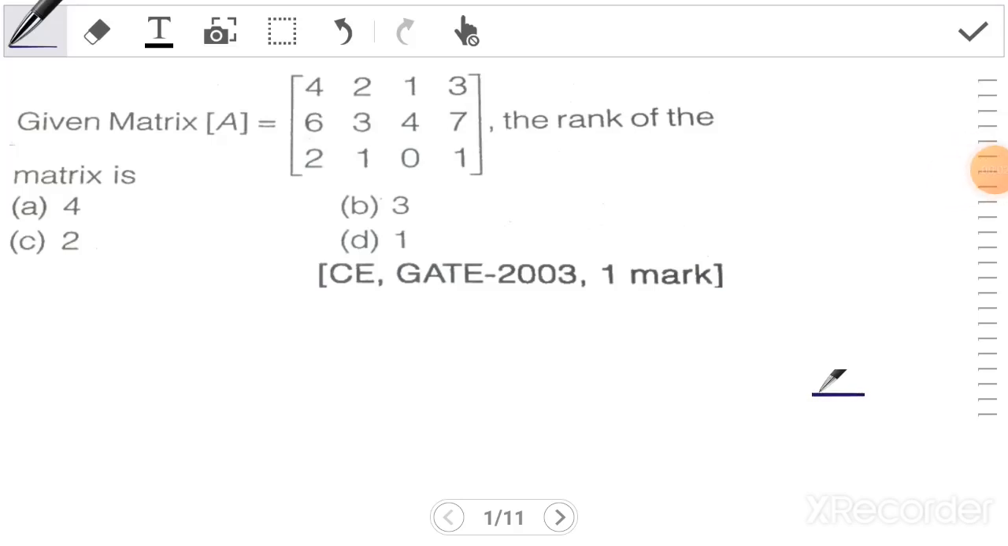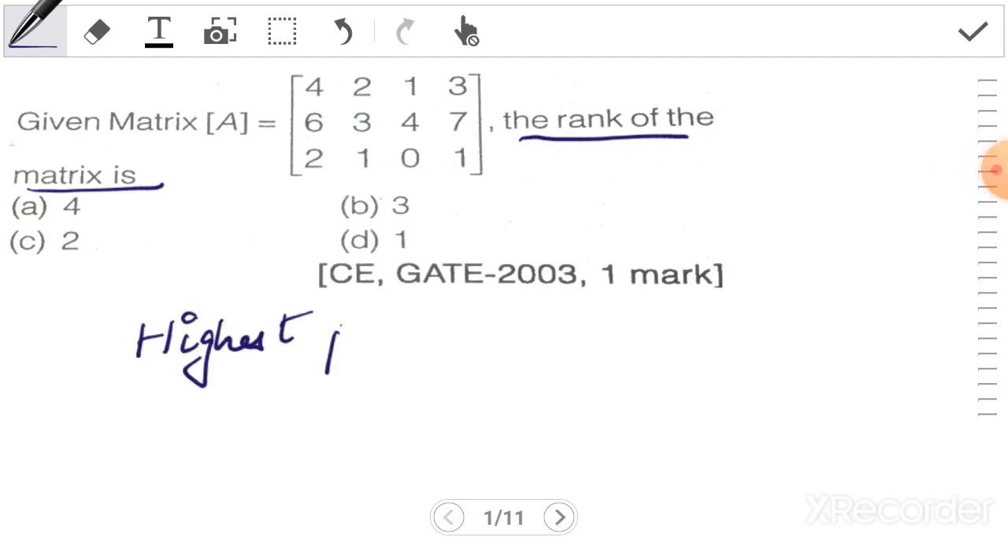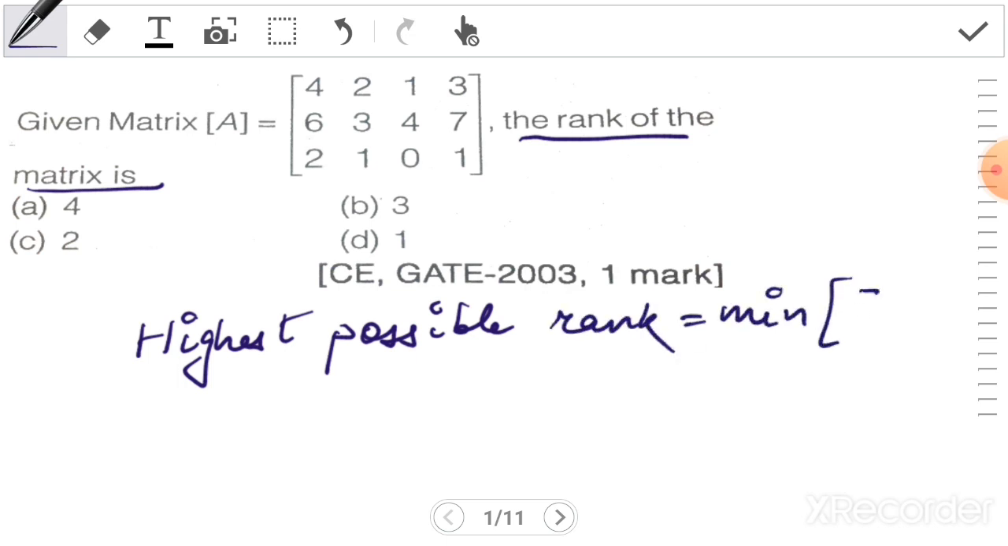Hi everyone. In this lecture, we will be solving a few problems on matrices and determinants. So here is the first question. We have to find the rank of the matrix. In this case, the highest possible rank is the least value of 3 and 4.